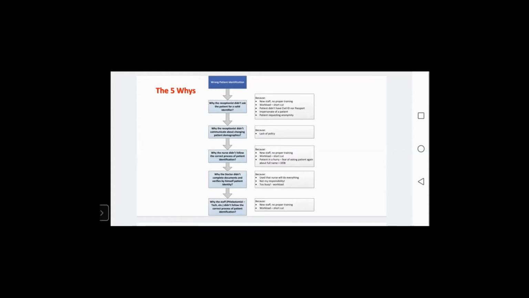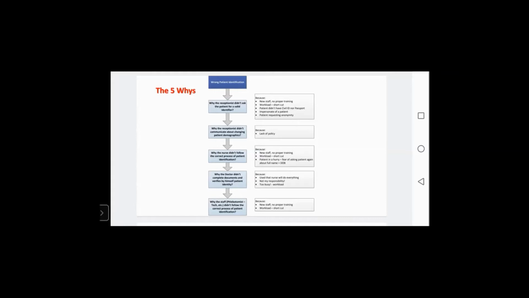The other thing is why the receptionists, when they updated the patient demographics, did not update the file. Sometimes they will update only the electronic file, but not the labels or the physical file. Because actually we found out that there was no policy. They did not know what to do. They thought that what they had done was enough.